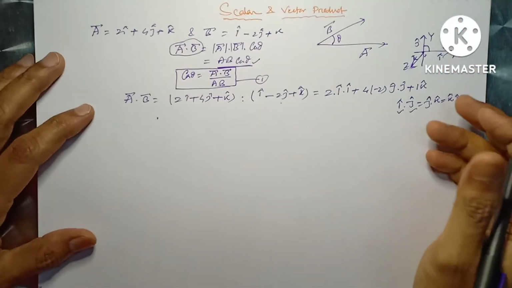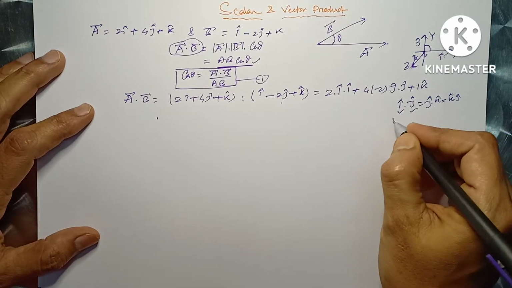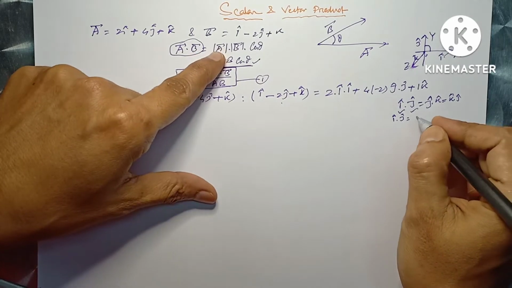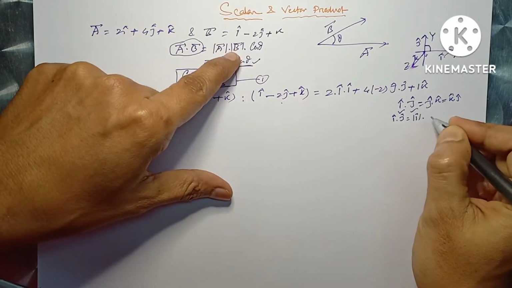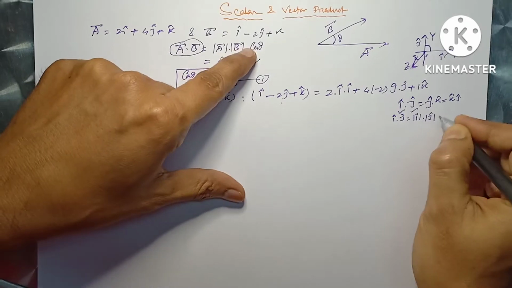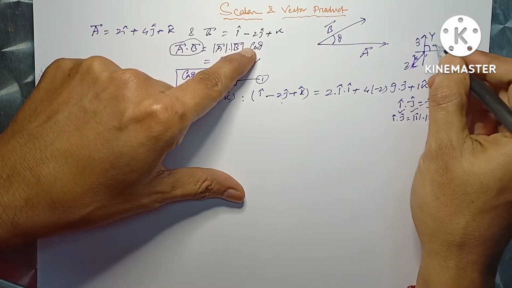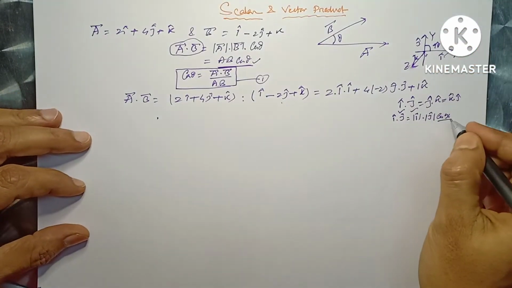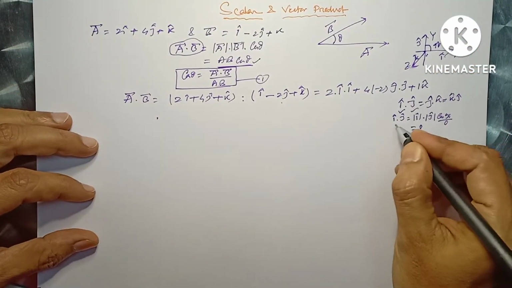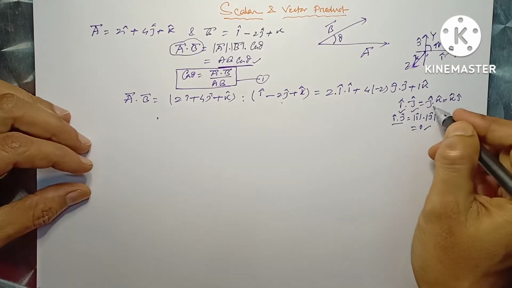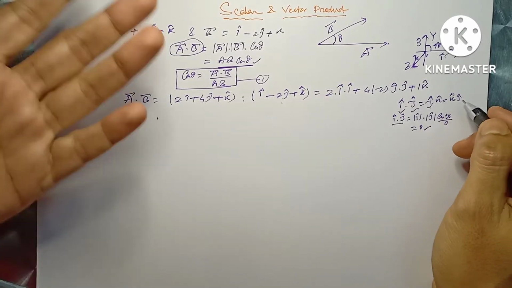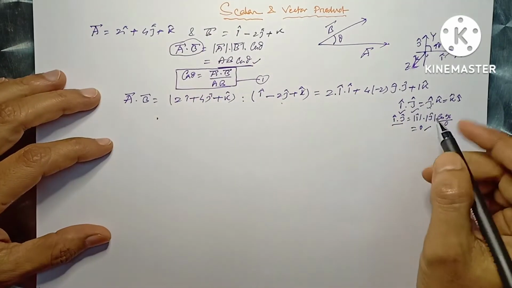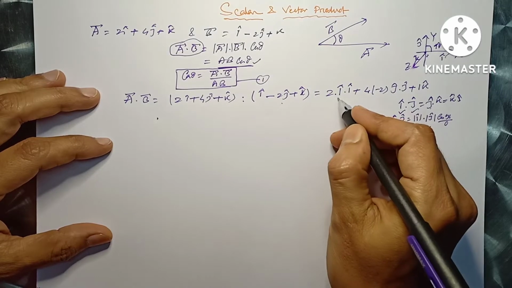They are mutually perpendicular. So we can write i cap dot j cap by this formula: magnitude of i into magnitude of j into cos 90 degrees, because 90 degrees is the angle between i cap and j cap. So cos 90 degrees is 0, so i cap dot j cap is 0. Similarly, j cap dot k cap, k cap dot i cap, or k cap dot j cap, every dissimilar vector pair is 0.